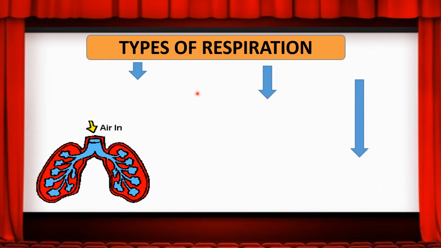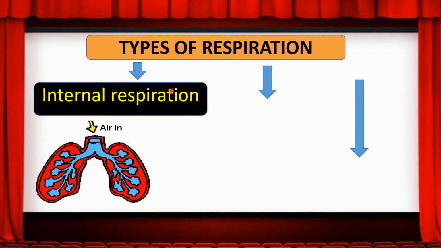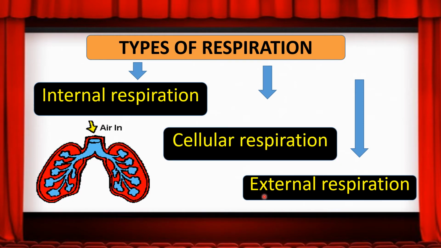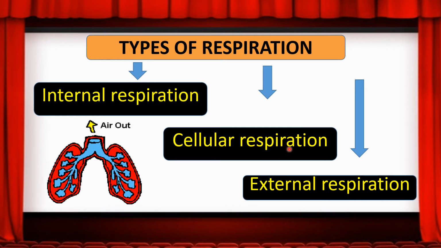Okay, so there are three types of respiration. We have internal respiration. The word internal, it means inside. Another, we have external respiration. External, it means outside. And the last one is cellular respiration. So it happens inside our body, particularly in our cells.